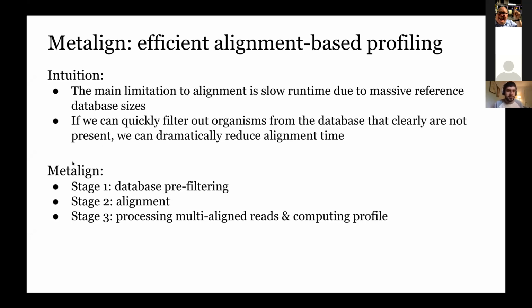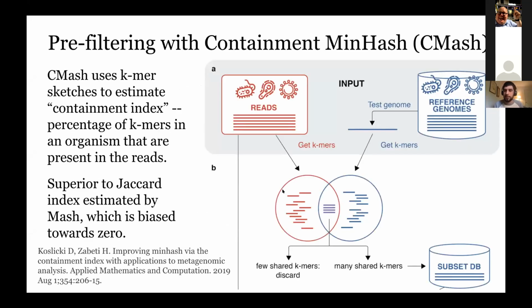So that's the intuition. In Metalign, in stage 1, we do that database pre-filtering. In stage 2, we perform alignment against a subset of the database that we get from stage 1. And then in stage 3, we deal with multi-aligned reads, which are reads that align to multiple different genomes, and we compute the output profile. So that's the overview. Now I'm going to go through each step of that.